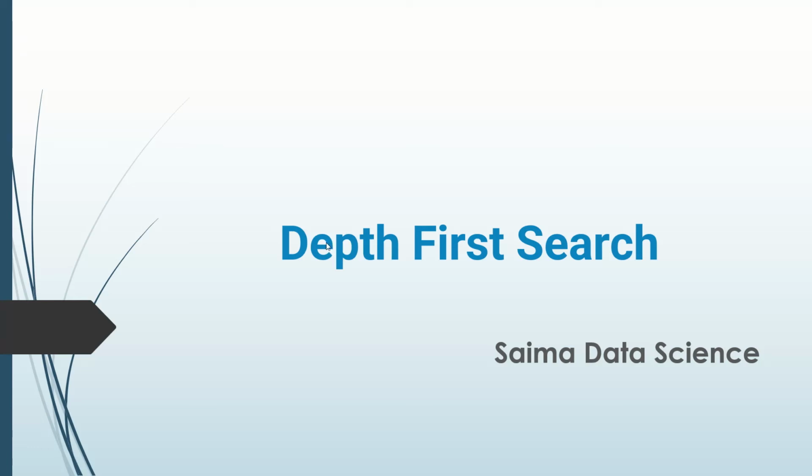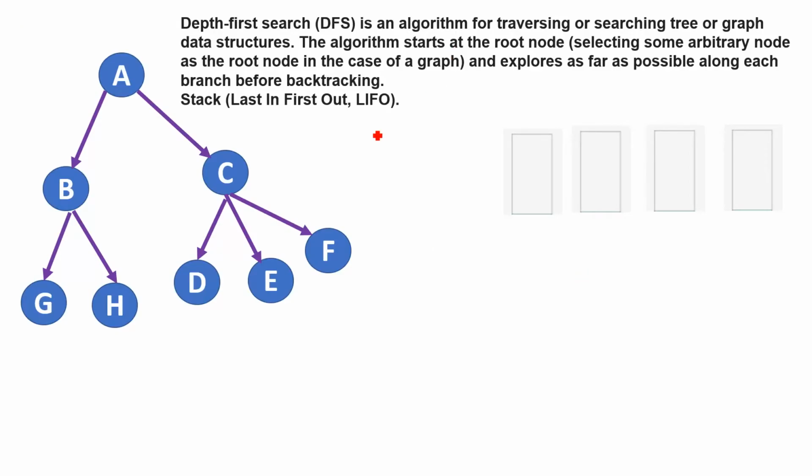In this lesson, I will explain to you the concept of depth first search in artificial intelligence. So here I have written some information and then I will give you an example as well. So DFS is an algorithm for traversing or searching a tree or graph data structure. The algorithm starts at the root node and explores as far as possible along each branch before backtracking.